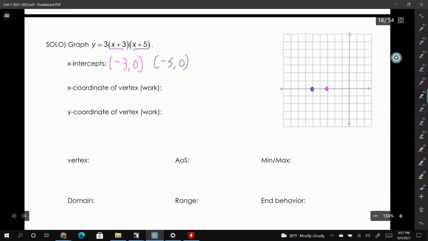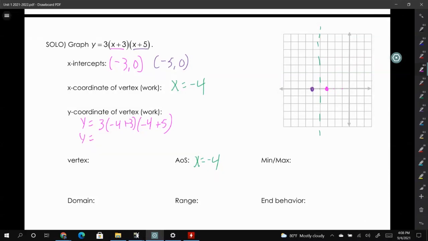So then the x-coordinate of your vertex is going to be exactly in the middle. Here's our axis of symmetry at x equals negative 4. And then we're going to plug that into our equation here. So y equals 3 times negative 4 plus 3 times negative 4 plus 5. And if we type that into the calculator, that is going to give us negative 3.